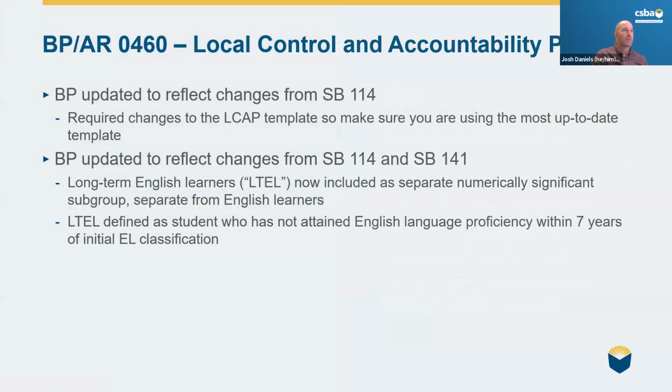Some of the more simple changes were that we updated the BP to reflect SB 114 and 141. Those numbers are there just to confuse us. Those include changes to the definition of LTELs, long-term English learners, and also making sure that we consider them a separate numerically significant subgroup that is separate from your traditional ELs. And in case you didn't read it in advance, the new definition of LTEL is someone who has not attained English proficiency within 7 years after their initial classification.